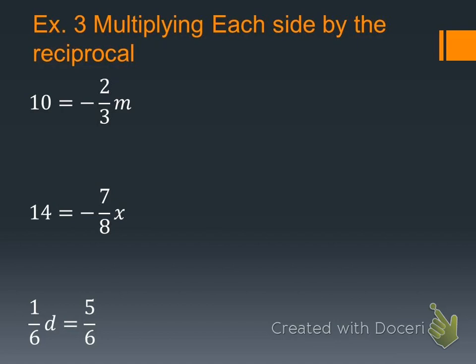Keep, flip, change. So I'm going to rewrite this problem, give myself a little bit of room. 10 equals negative 2/3 m. So I know I can multiply by the reciprocal. Well, what's the reciprocal of negative 2/3? Darius? Negative 3 over 2. Perfect, negative 3 over 2. Now look what happens. Cancel, cancel.